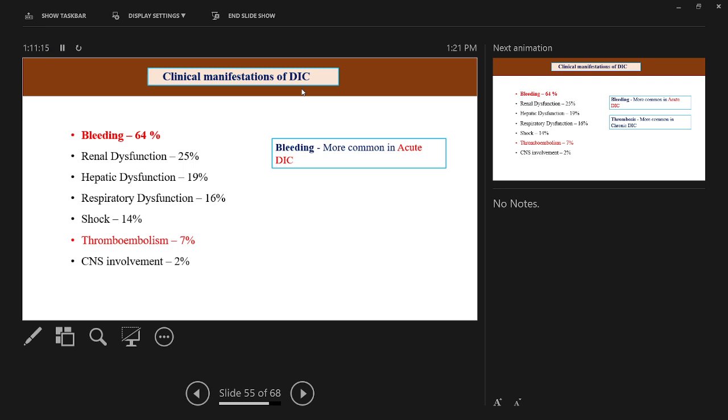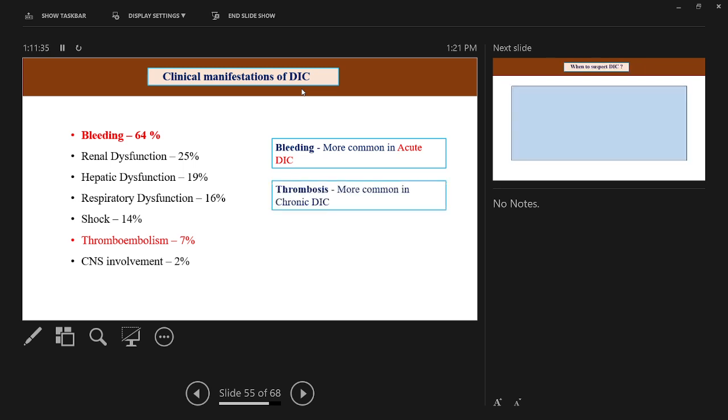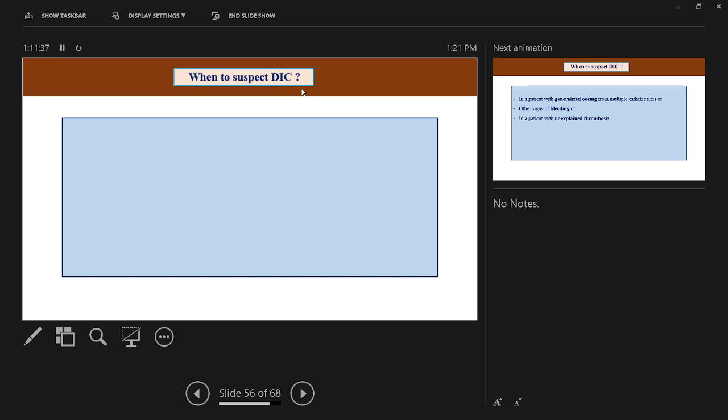Renal dysfunction followed by hepatic dysfunction, respiratory dysfunction, shock, and thromboembolism. Also remember that acute DIC patients not only present with bleeding, but they can also present with thromboembolism. It is very rare that they only present with thrombosis. CNS involvement can also be seen in 2% of the patients. Thrombosis is more common in chronic DIC, as I have stated, because of the compensation by the liver.